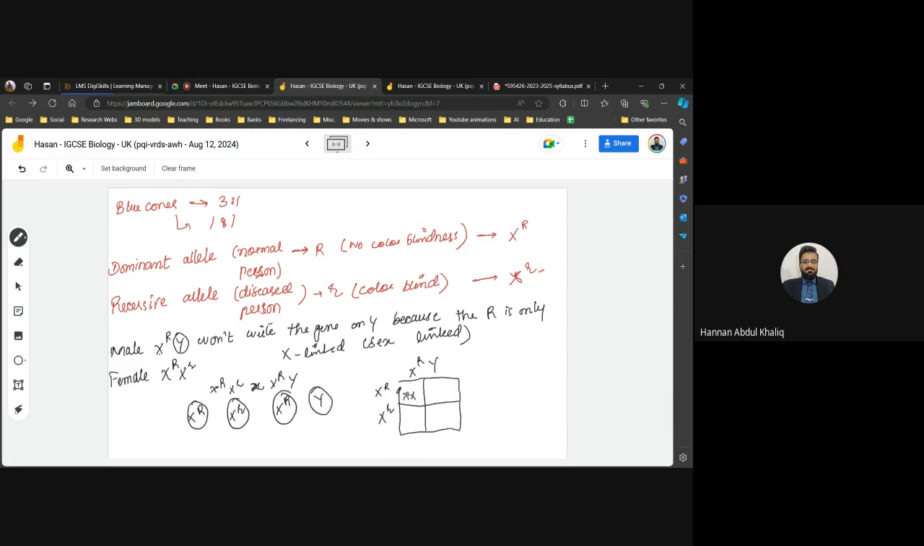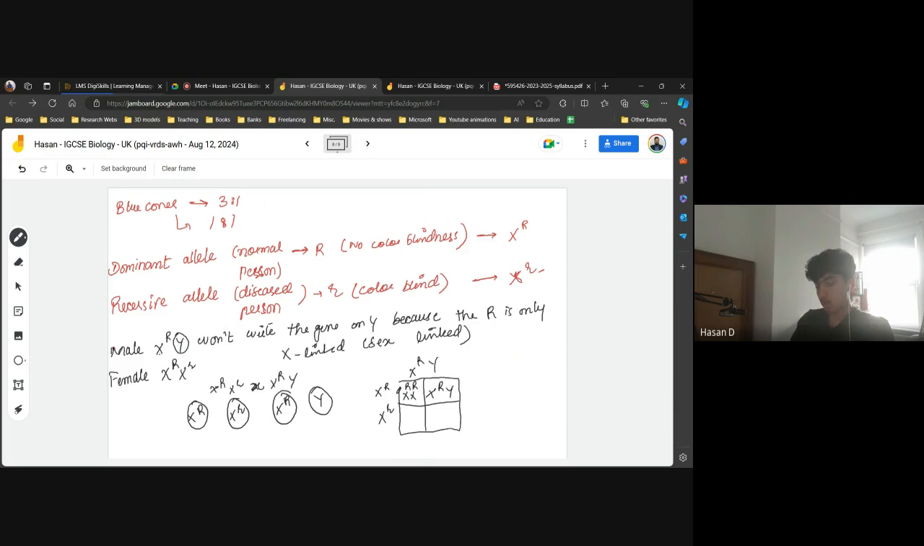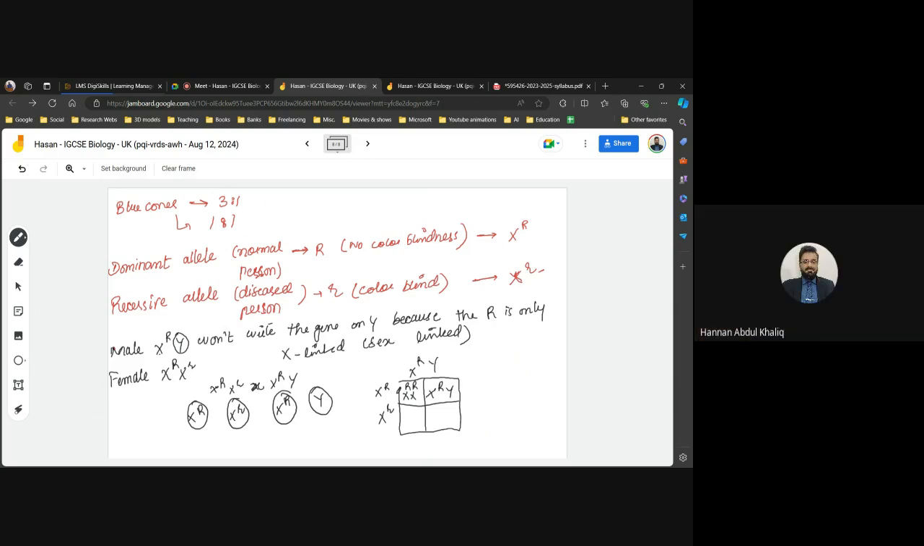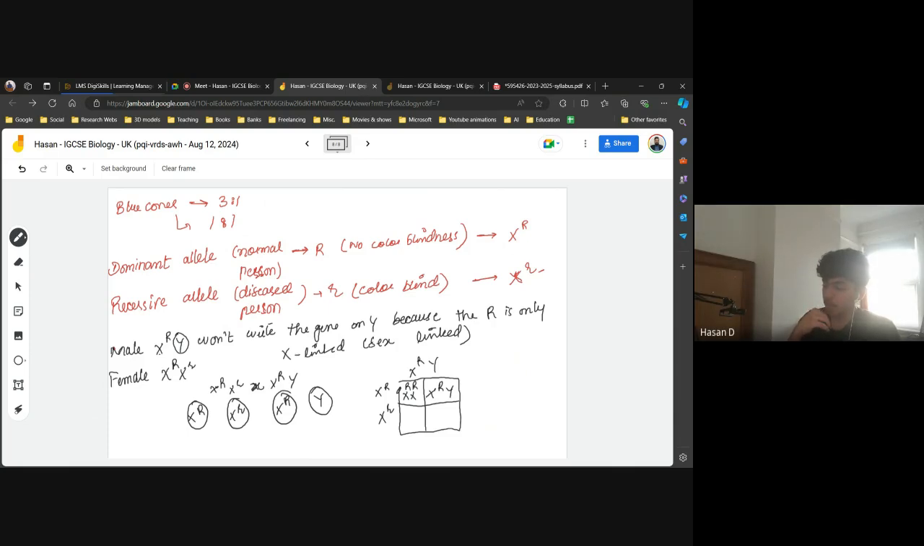Now this is a daughter, right? And this is homozygous dominant, she has no chance of having color blindness. Next, a son. Would this person have a chance of color blindness? Look at what I have written in front of capital R. So no color blindness would be capital R. Yes. So there would be a 50% chance here.